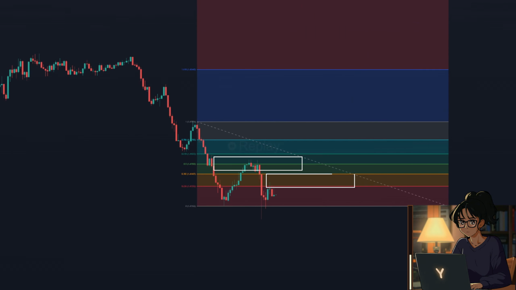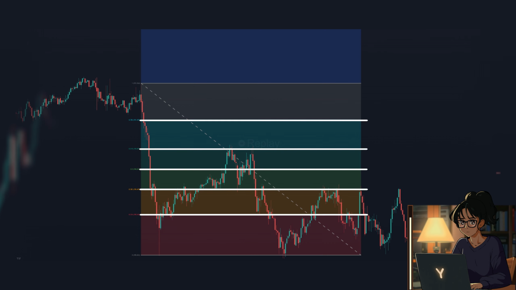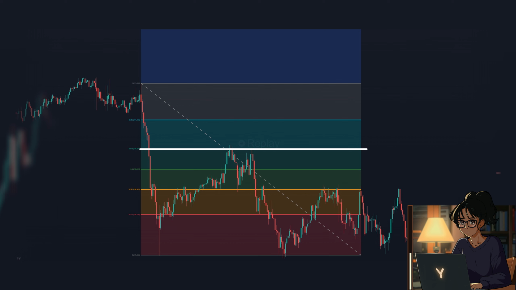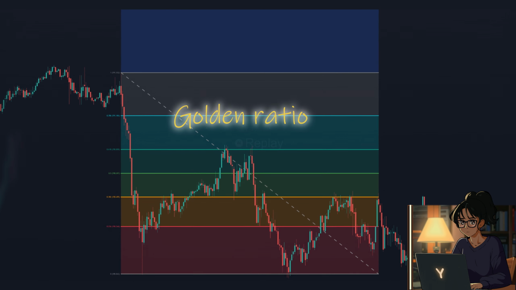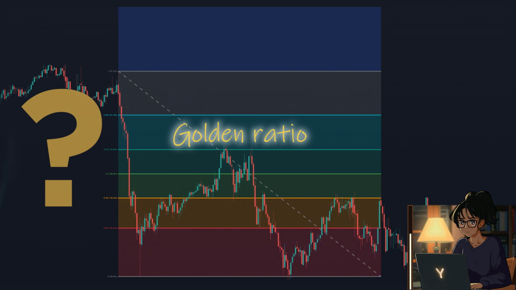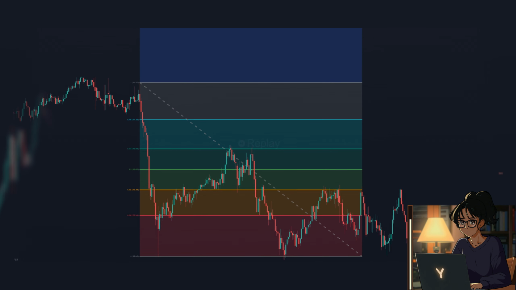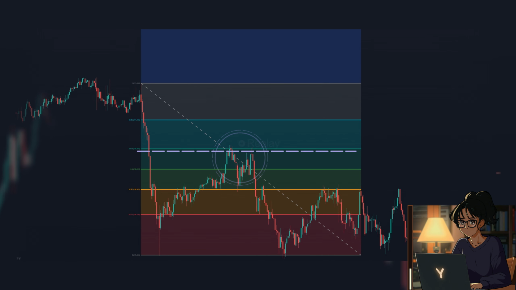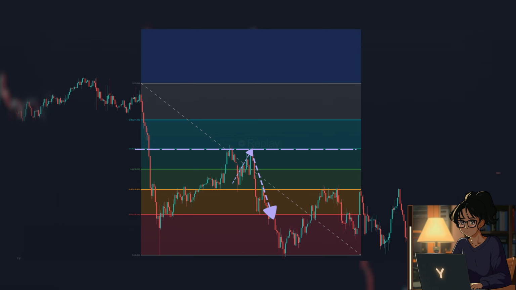Now I'll show you how to trade with Fibonacci. Don't get overwhelmed by all the levels. Focus on the key one, 0.618, also known as the golden ratio. Why? Because this level tends to work really well. When price touches it, it often pauses or reverses back with the trend.